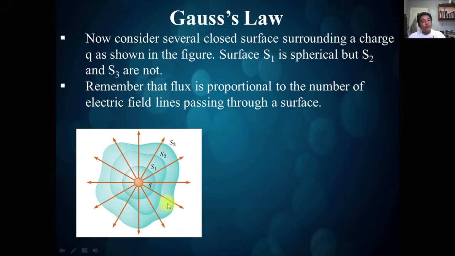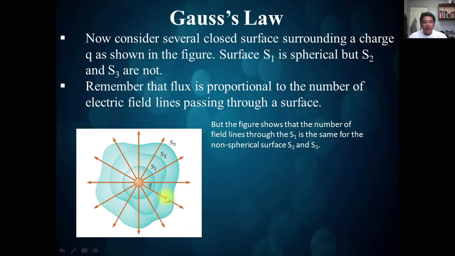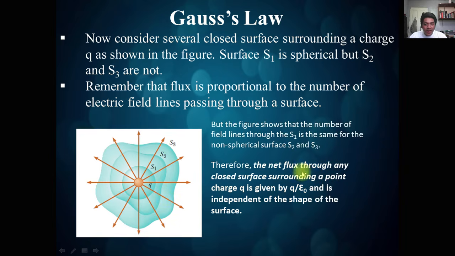Yes, because they are enclosing the same charge. The net flux through any closed surface surrounding a point charge is given by the formula Q over epsilon sub 0 and is independent of the shape of the surface. So what we can derive here is that if we have a point charge, no matter what shape it is enclosed in, as long as there is charge inside that closed surface, the net flux is equal to Q, whatever value of that charge, divided by the permittivity of free space. It is not dependent on the shape.